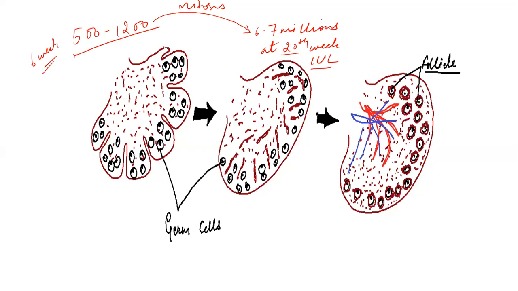Meanwhile, you can see that the outer layer is getting infolded into the substance of the ovary, and later on it will break and be left as shreds of the epithelium, just like epithelial shreds lying here. Once the germ cells reach 6 to 7 million in number, the mitosis stops.